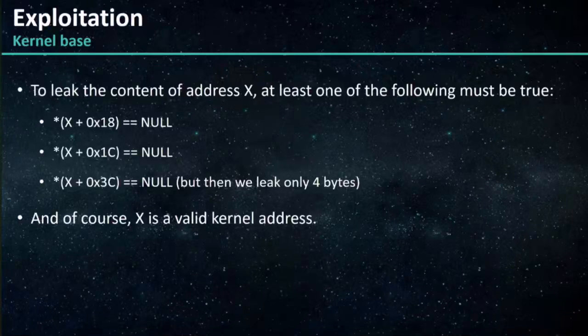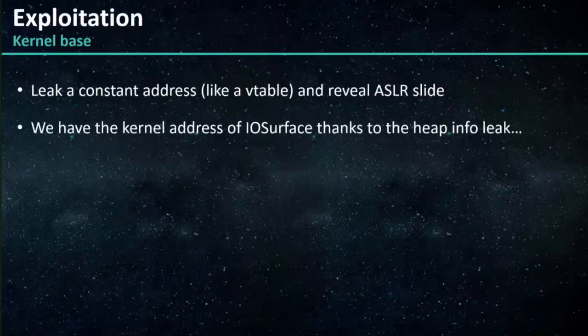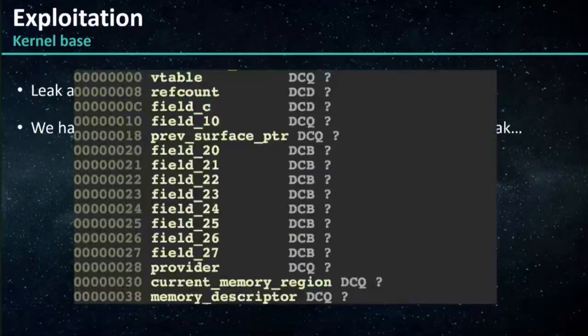So again, let's see how we take advantage of the semi-absolute read. Our goal is to leak a constant kernel address, so we can calculate the slide between the leaked address and the original address. Again, X has to be a valid kernel address. So we do have a valid kernel address: the iOS Surface object. Let's see if we can somehow leak something constant from it. Obviously, the first thing that comes to mind is the vtable, because it's a constant address, always slid from the kernel address.